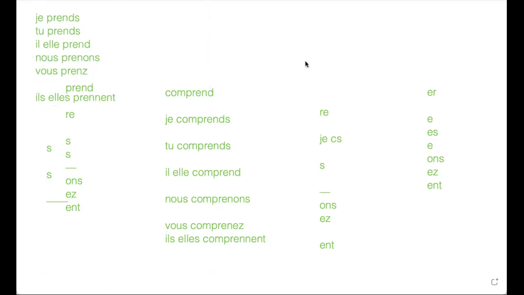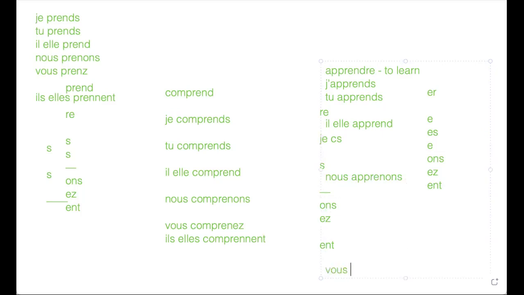Now we have the verb apprendre. Apprendre is to learn. Is it clear to you? J'apprends. Répétez après moi. J'apprends. Tu apprends. Il, elle apprend. C'est clair, ouais. Nous apprenons. Vous apprenez. And ils, elles apprennent.